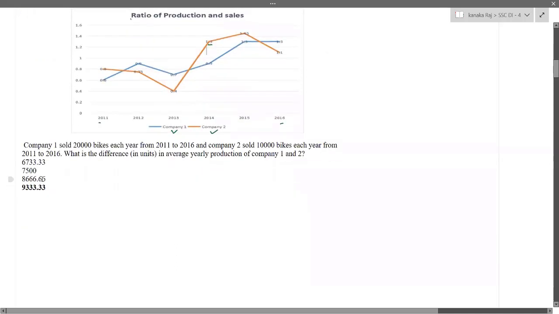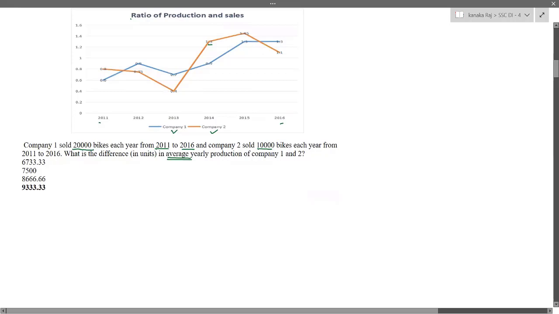What does it say? Company 1 sold 20,000 bikes each year, so company 1 is selling 20,000 bikes each year from 2011 to 2016. And company 2 sold 10,000 bikes each year from 2011 to 2016. Now they're asking us to find the difference in average yearly production of company 1 and company 2.